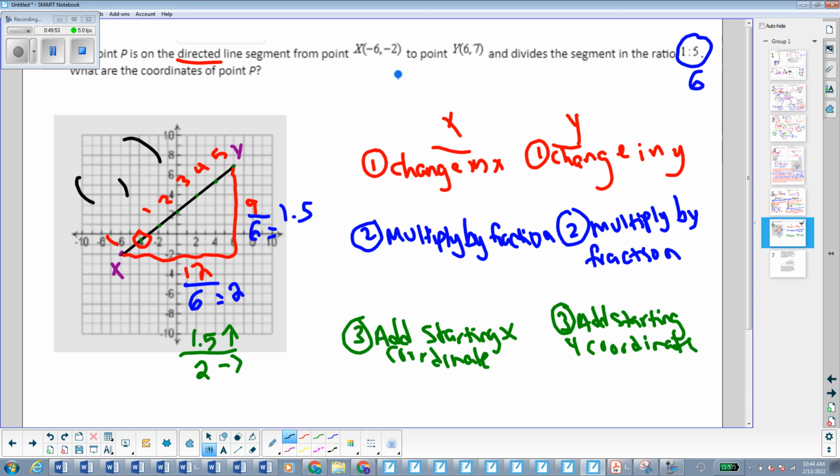So that is -4, -0.5. That's what that looks like. It looks like -4, -0.5. And of course, we're going to double check it by doing it algebraically now.